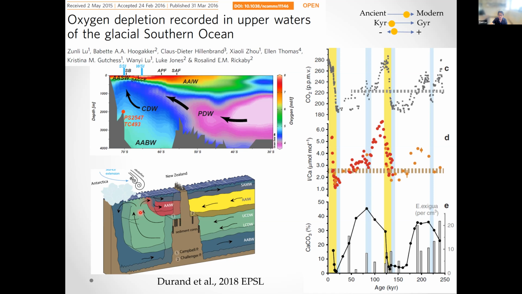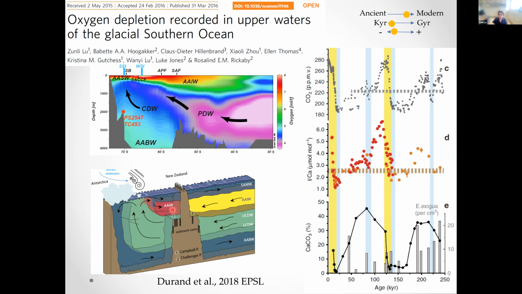And then later, there were also other groups using different proxies. They were also saying this AAIW potentially gets fairly low in O2 during the glacial.